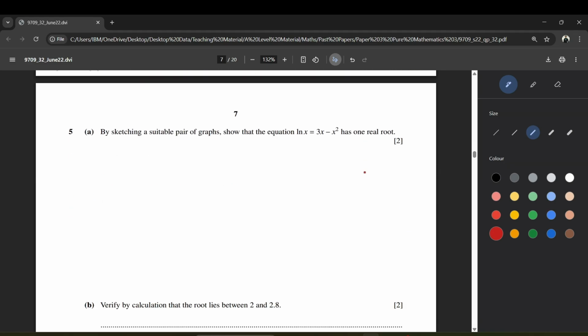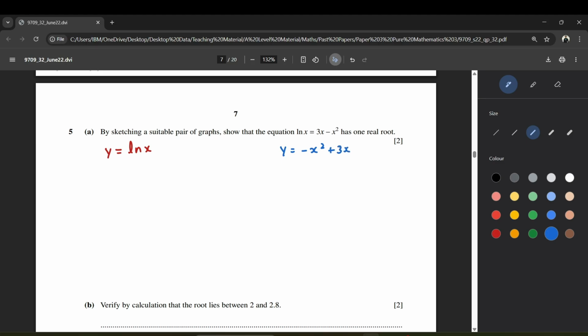All right, question number 5. By sketching a suitable pair of graphs, show that the equation ln x equals 3x minus x squared has one real root. Now here you have to sketch the graph of ln x as well as the graph of 3x minus x squared. So what I can say is that y equals ln x, and y is equal to minus x squared plus 3x.